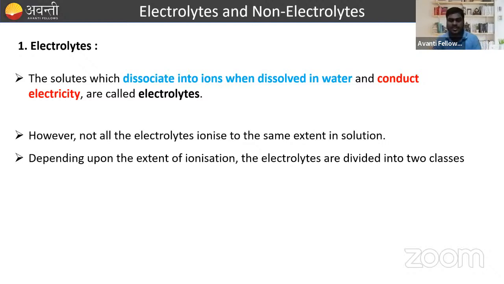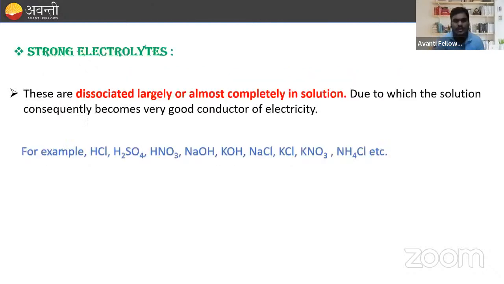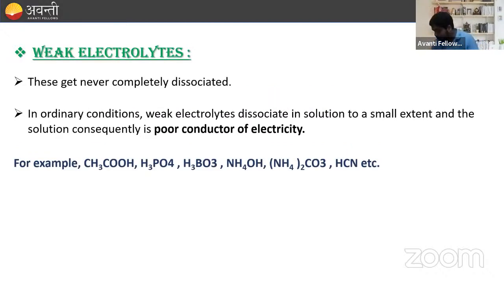Depending upon the extent of ionization, electrolytes are divided into two classes, strong electrolytes and weak electrolytes. Strong electrolytes are dissociated largely or almost completely in solution, due to which the solution becomes a very good conductor of electricity, like HCl, H2SO4, HNO3, NaOH, KOH, NaCl. They are all examples of strong electrolytes. Similarly, what are examples of weak electrolytes?